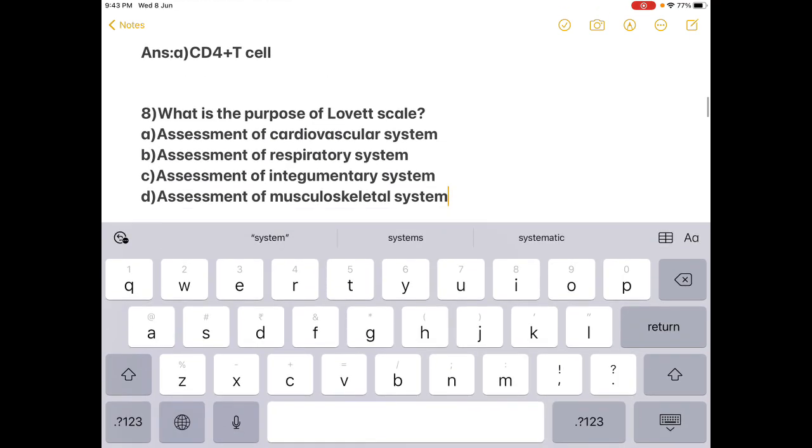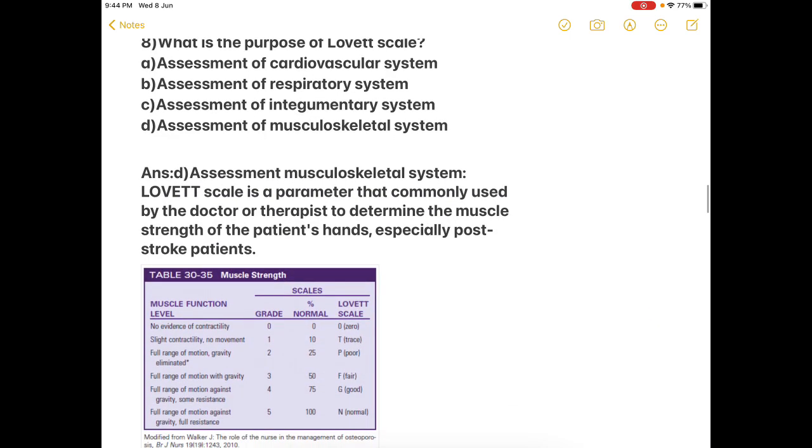Next question. This is an interesting question actually. I heard about this for the first time after I saw this question in the NVS exam. What is the purpose of Lovett scale? Option A, assessment of cardiovascular system. Option B, assessment of respiratory system. Option C, assessment of integumentary system. Option D, assessment of musculoskeletal system. You might have already guessed the answer, but the correct answer here is D, assessment of musculoskeletal system. We'll be discussing in brief what this is.